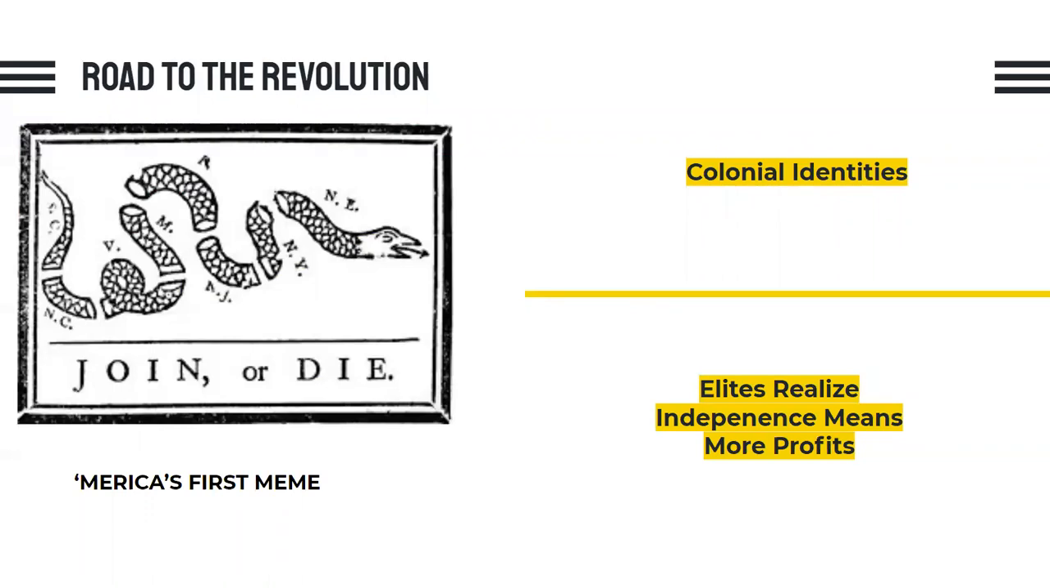And so they called this meeting of delegates the Albany Plan of Union, and they met in 1754, right during the middle of the French and Indian War. But this plan was rejected because it would give too much power to the people. So God forbid that. Can't have that.